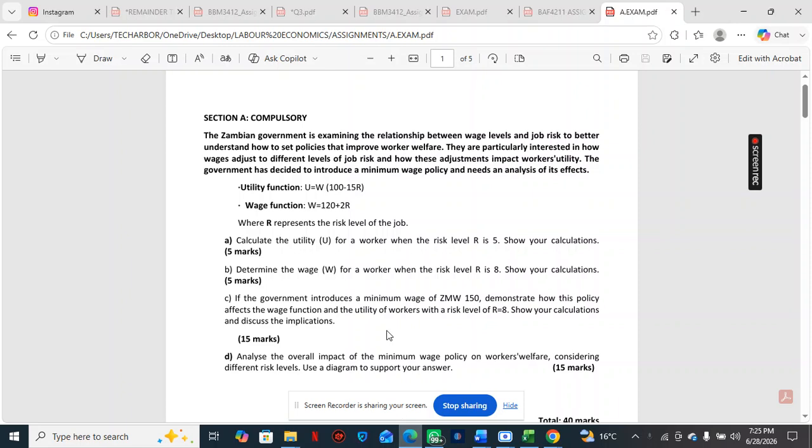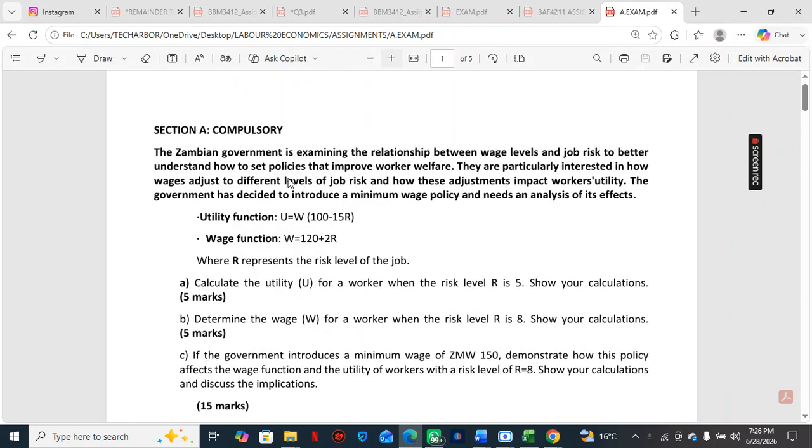Okay, so the Zambian government is examining the relationship between wage levels and the job risk to understand how to set policies that improve worker welfare. They are particularly interested in how wages adjust to different levels of job risk and how these adjustments impact workers' utilities. The government has decided to introduce a minimum wage policy and needs an analysis of its effects.